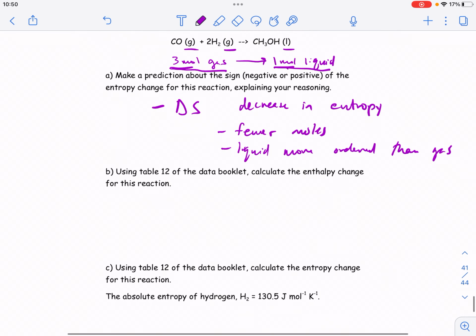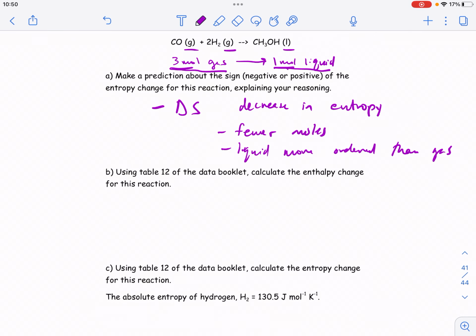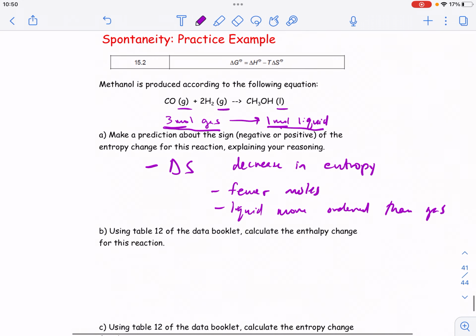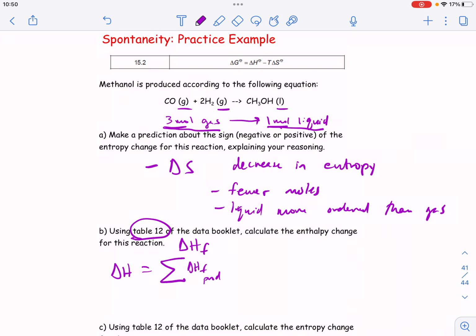Okay, first, using table 12, calculate the enthalpy change for this reaction. So in terms of enthalpy change, if we look to table 12, this is going to be with enthalpy of formation values, and we can calculate the delta H of a reaction by adding up the formation values of the products and the formation values of the reactants. And delta H formations of elements in their normal state, in their standard state, are equal to 0. So that means that hydrogen, which is an element, won't have a delta H value.